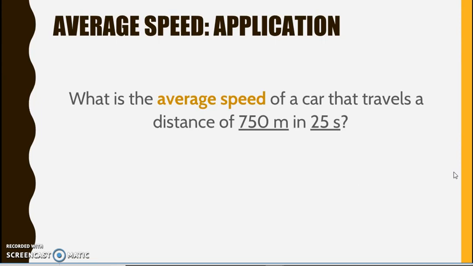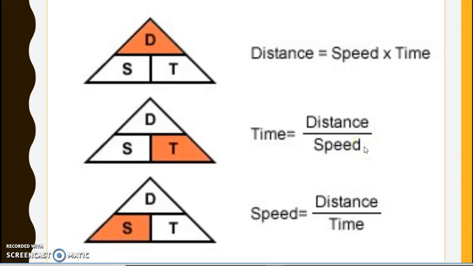Okay, take a second if you need to pause it. Think about that for a second. Distance divided by time. Okay, 750 meters, that's our distance, divided by 25 seconds, that's our time. That gives us 30 meters per second. That was the average speed of the car. It could have sped up or slowed down along the way, but that was its average speed.